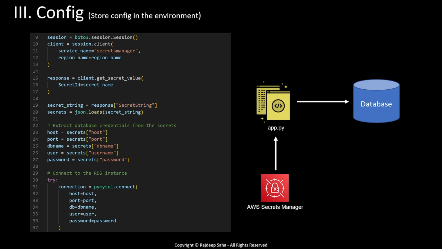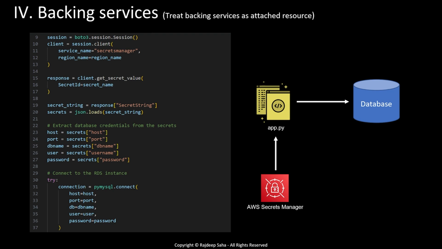As you can see, it's just grabbing the secrets and assigning them to the variables and then connecting using those values. Now the next one is kind of related to the previous two, which is backing services. Treat backing services as attached resources. So a backing service is any service that the application consumes over the network as part of its normal operations. Examples could be data stores such as MySQL, CouchDB, messaging or queuing systems such as RabbitMQ, or in cloud could be SQS, etc.